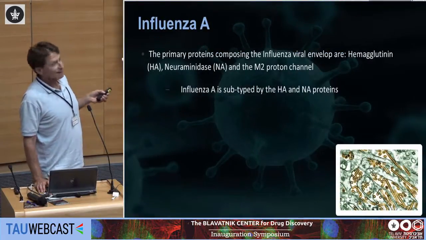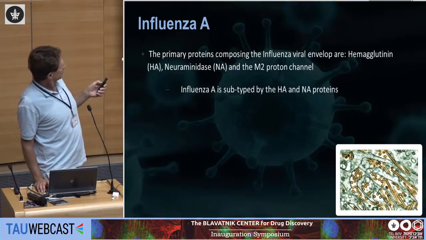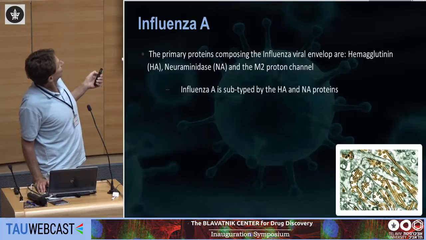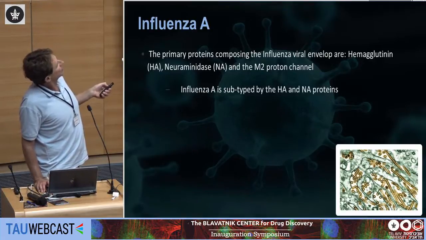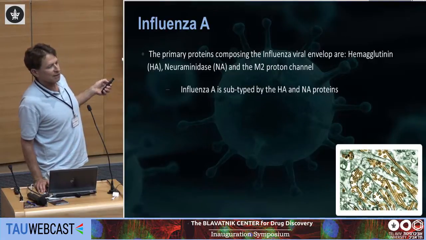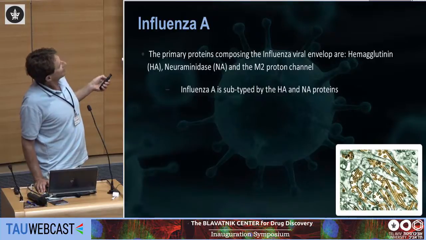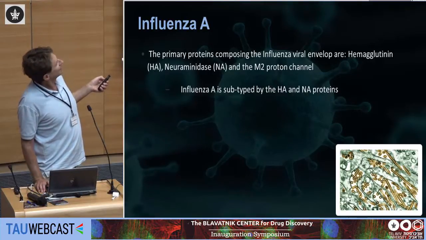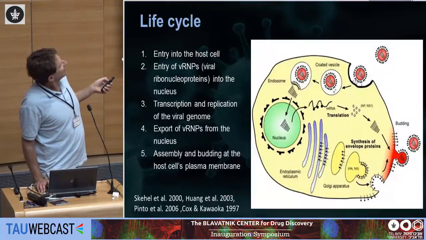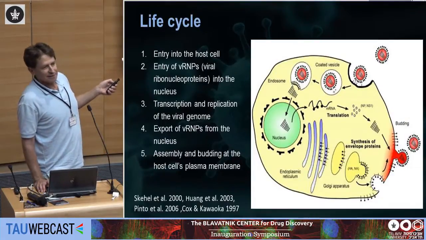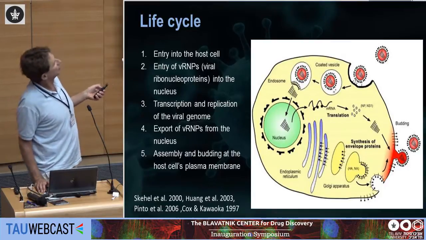It's caused by the influenza virus, the envelope of which has hemagglutinin and neuraminidase mainly, and also M2, which is a proton channel, and that's going to be our drug target. The influenza is subtyped based on the hemagglutinin and neuraminidase, and this is just a short slide to introduce the life cycle of the virus.